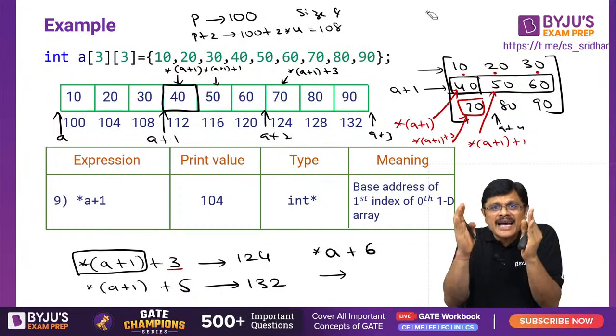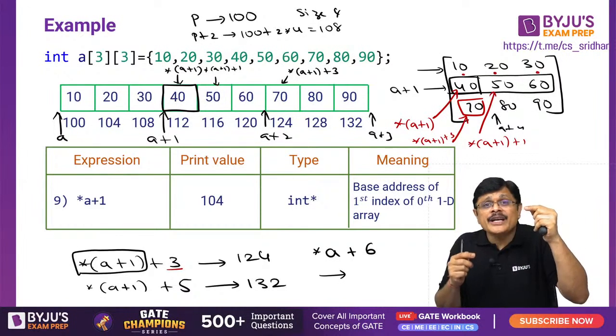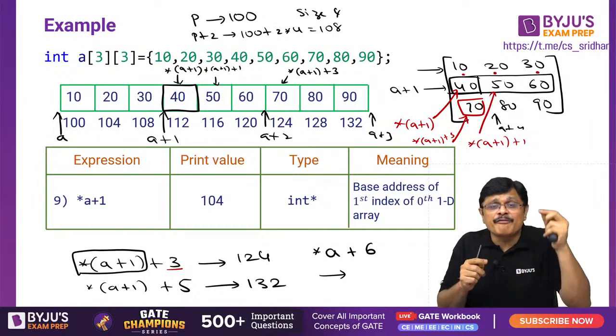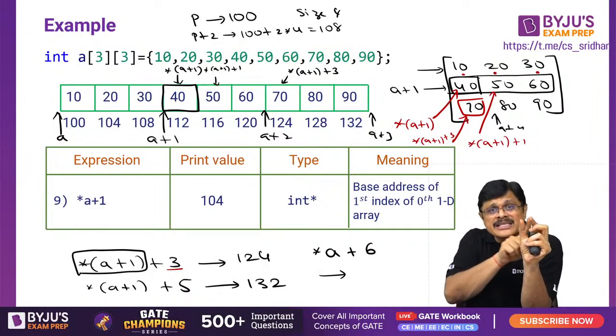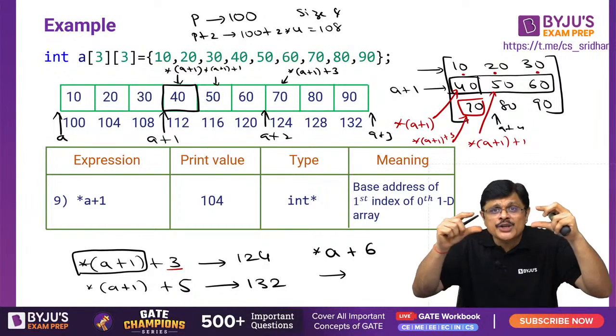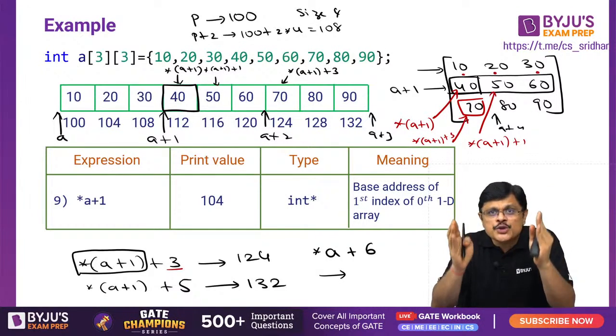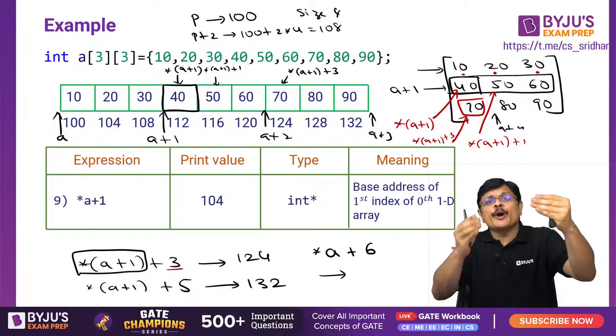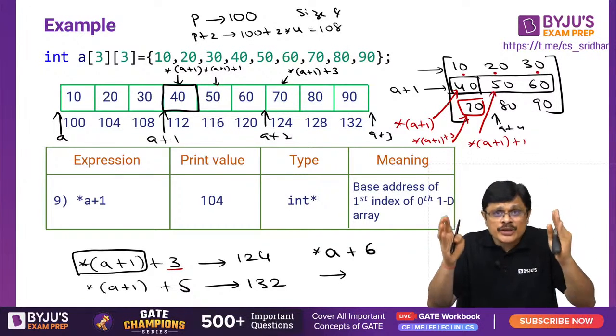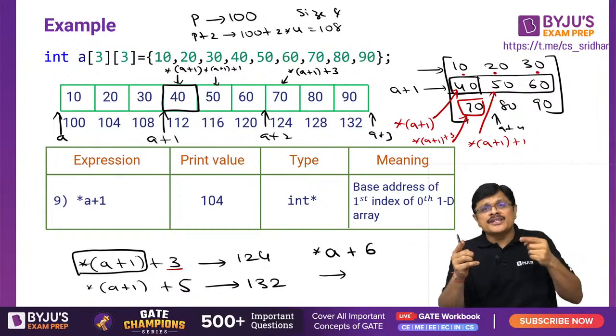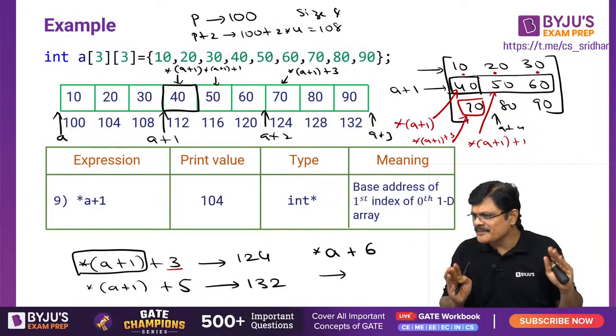Ampersand a means the array. It depends on what it is pointing to. If it points to integer, plus 1 means it will point to the next integer. If it points to array, plus 1 means it will point to the next 1D array. If it points to 2D array, plus 1 means it will point to next 2D array. If it points to 3D array, plus 1 will point to the next 3D array. Same thing like that.